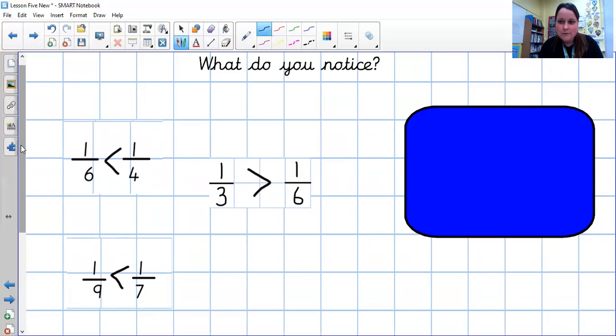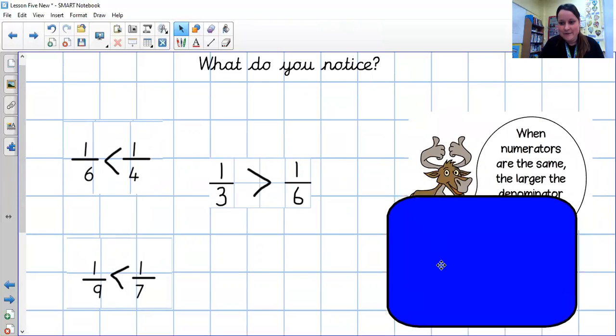So what do you notice about those examples? Could you come up with a generalised statement to tell me something about comparing 2 unit fractions? So you can pause the video if you need to. Imagine that you are Coco. What would you say to summarise what you've noticed, what you've learnt?